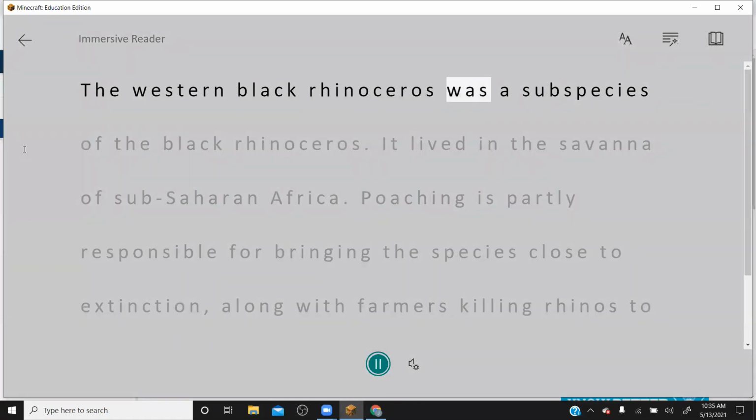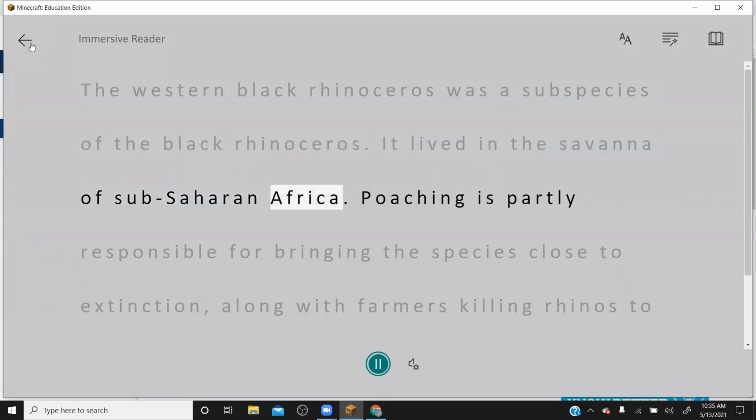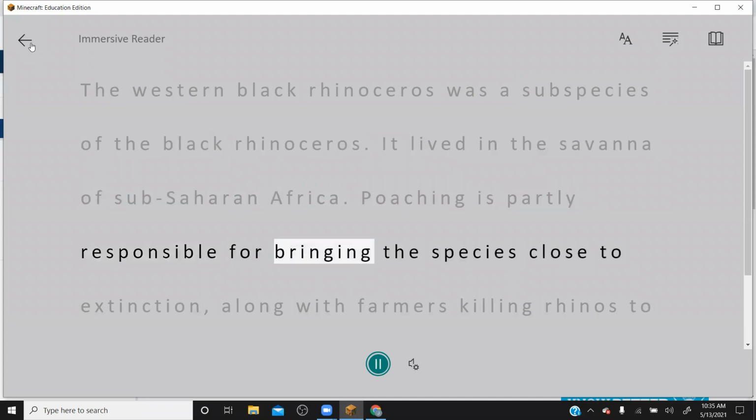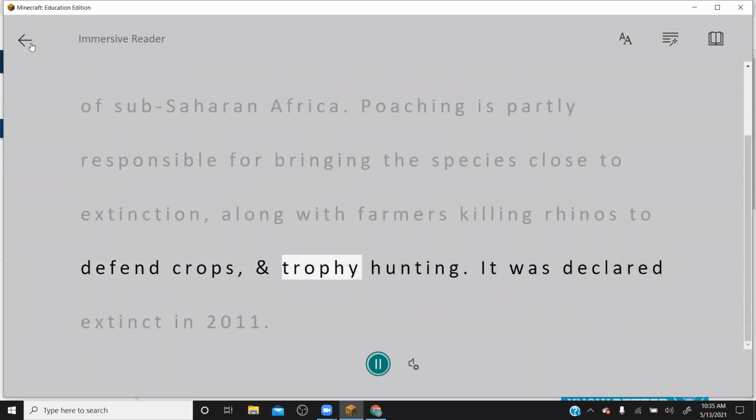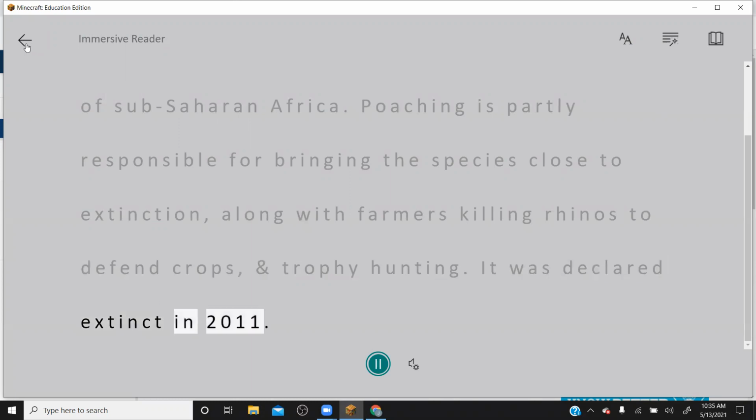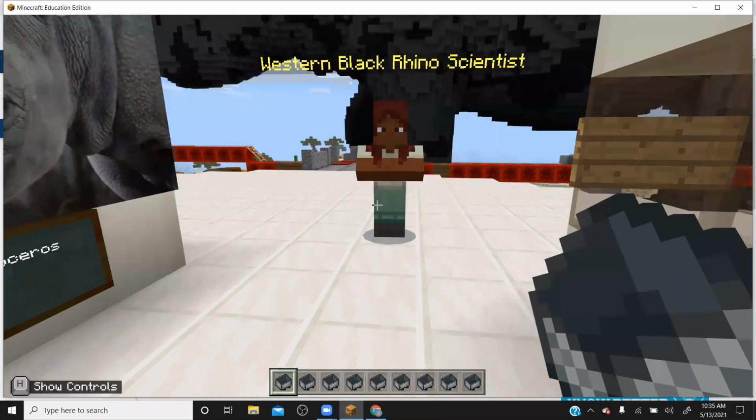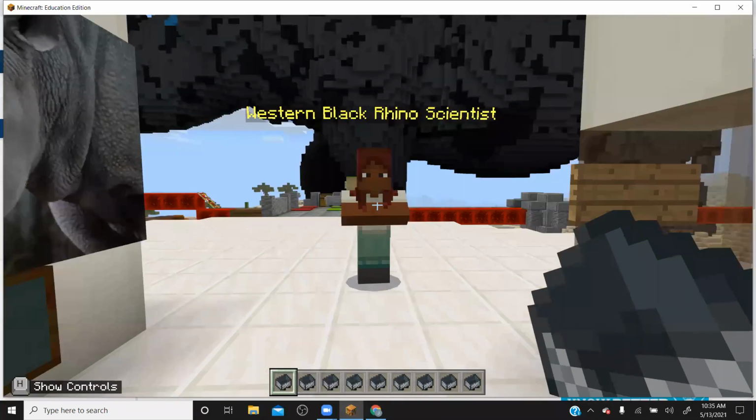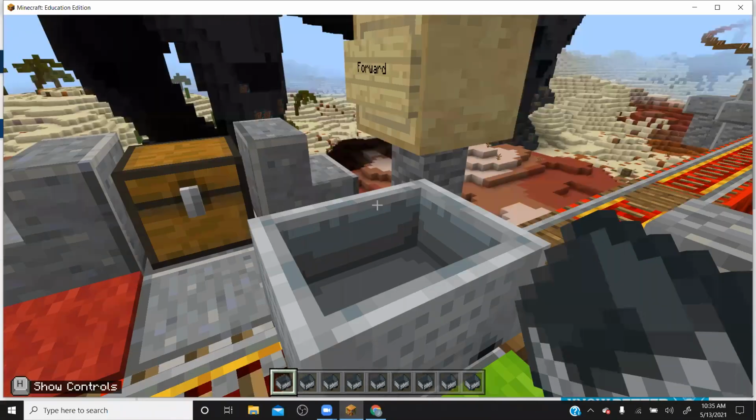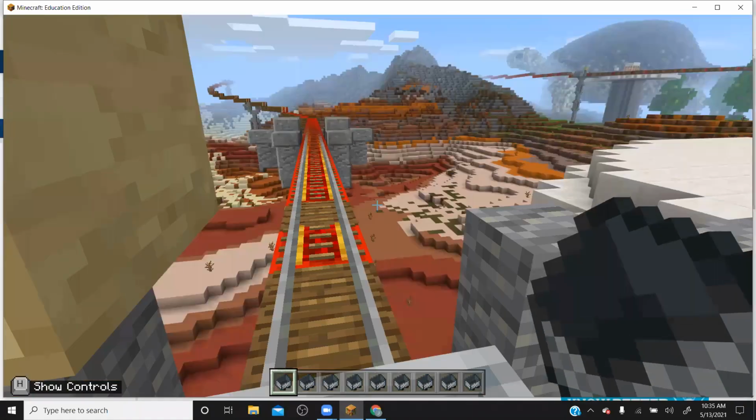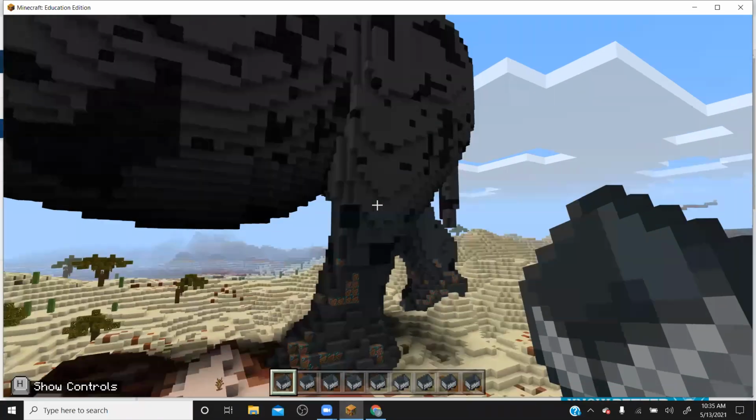The western black rhinoceros was a subspecies of the black rhinoceros. It lived in the savanna of sub-Saharan Africa. Poaching is partly responsible for bringing the species close to extinction, along with farmers killing rhinos to defend crops and trophy hunting. It was declared extinct in 2011. And that trophy hunting is one of those things that really is a shame. You know, people just killing these animals for no good reason other than just to have that trophy, that symbol that they did that. All right, we're going to continue on. Again, what a beautiful animal.